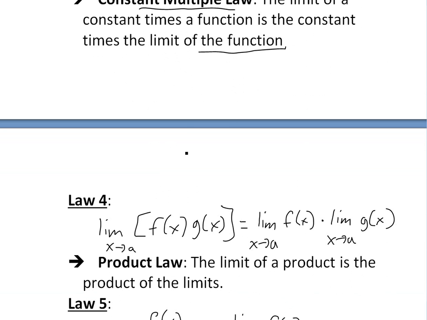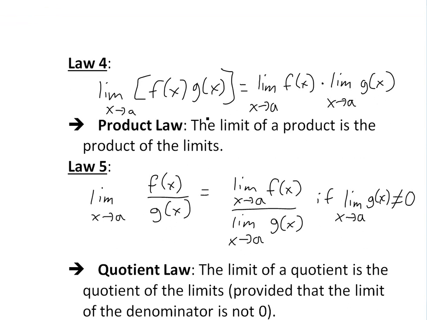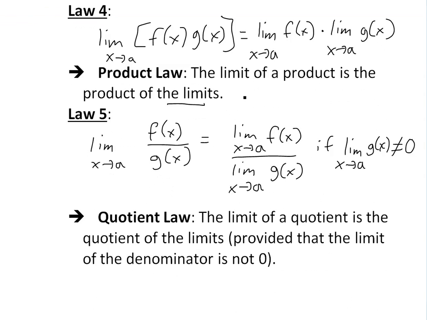Law 4 is the product law. When you have the limit as x approaches a of f of x times g of x, this is equal to the limit as x approaches a of f of x times the limit as x approaches a of g of x. You can also state it as: the limit of a product is the product of the limits, similar to the above laws.